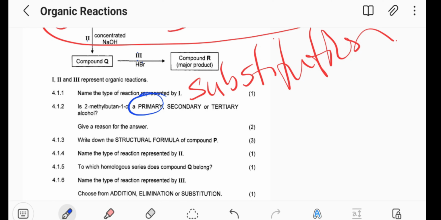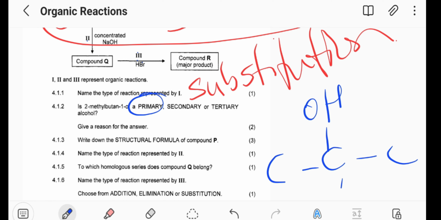Whereas for a secondary, we would have something like this: this carbon, and then this would be the hydroxyl. This will be carbon, this will be carbon, and this will be something else. If that is the case, then we would be talking about a secondary alcohol. But what about a tertiary alcohol? Let's find out. This will be a situation where we have a carbon here, a carbon there, and a carbon there. That way, we would no longer be talking about a secondary, but a tertiary alcohol.